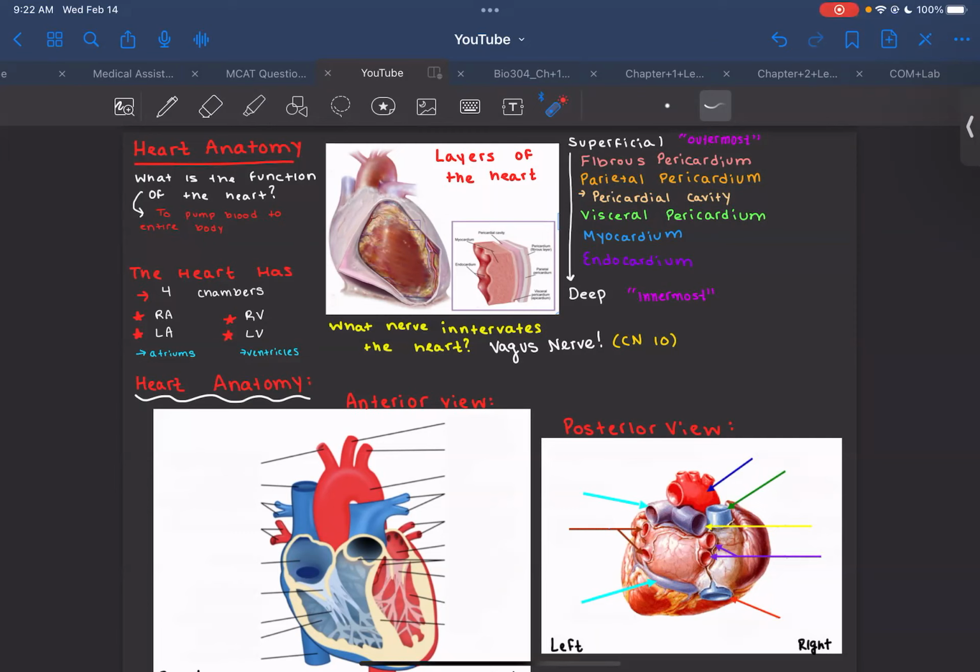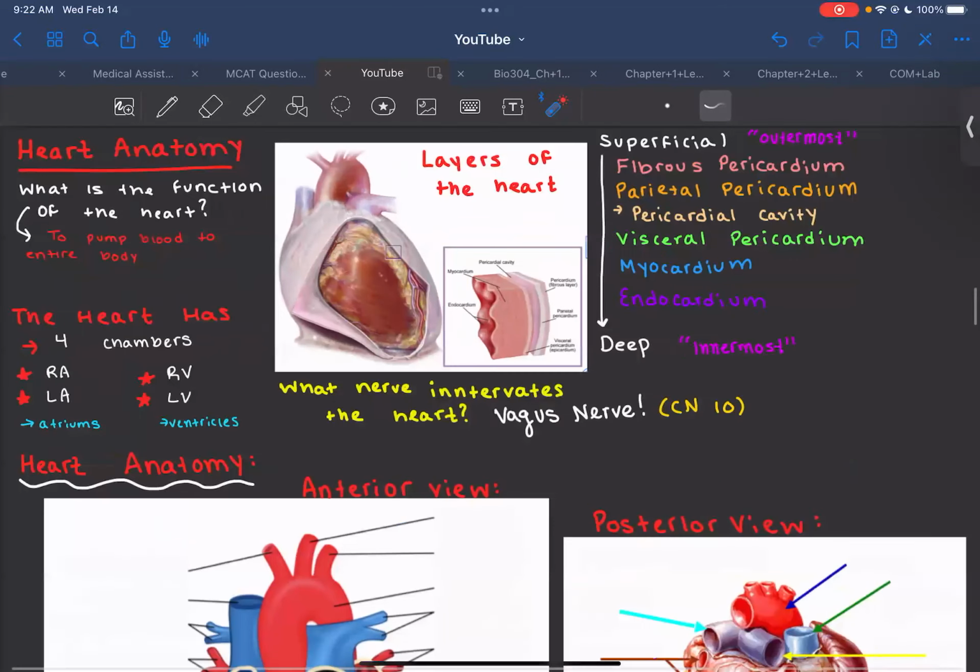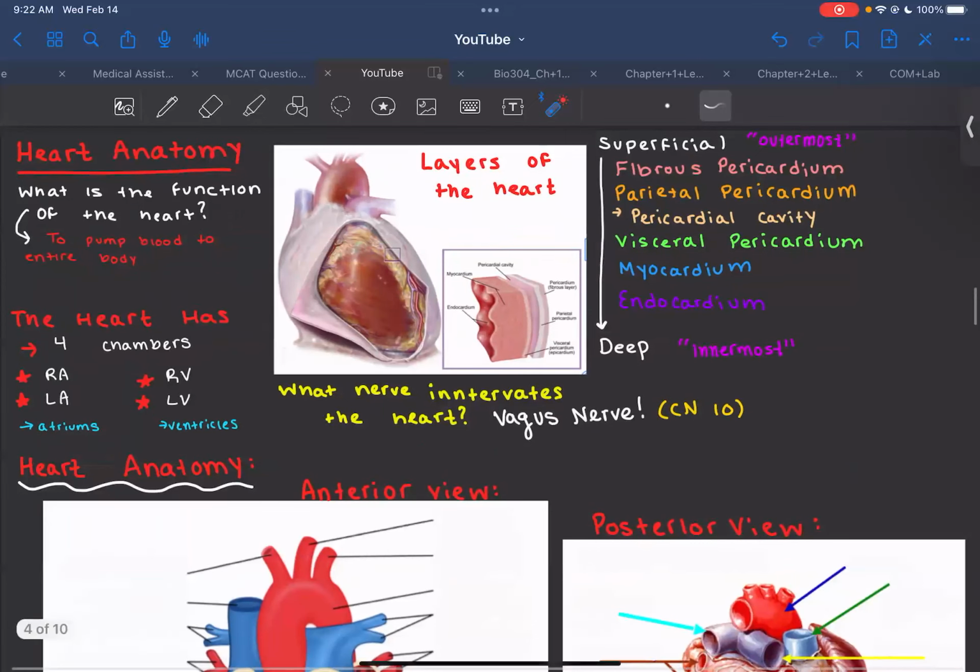So this is going to be part one of many heart videos that I do, probably 3 to 4 total, but just starting out, we'll get right into it. I won't waste my time blabbering. I just have a few pieces of information here before we get into actually labeling the heart.